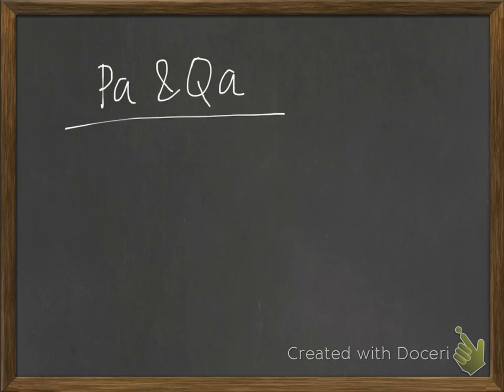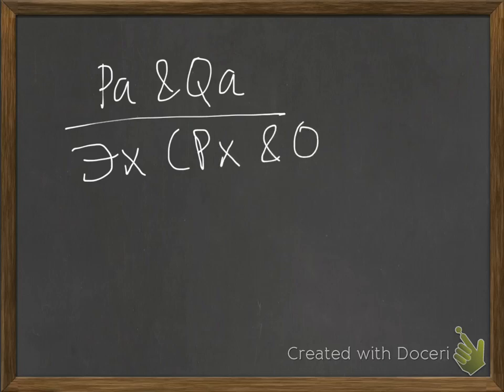Okay. Then we need to look at the rule of existential formula in. And that says that, well, if we have the formula Pa and Qa, from that we can derive that there exists an x such that it has the quality P and the quality Q by existential introduction.